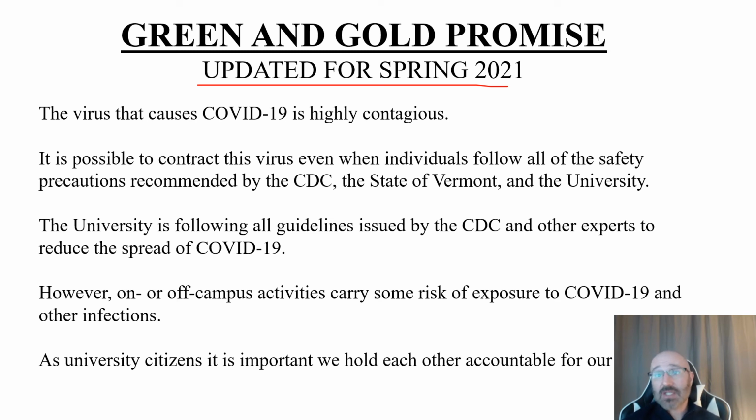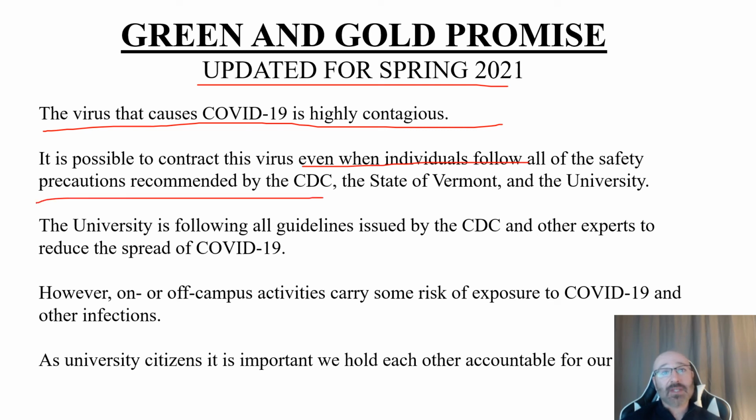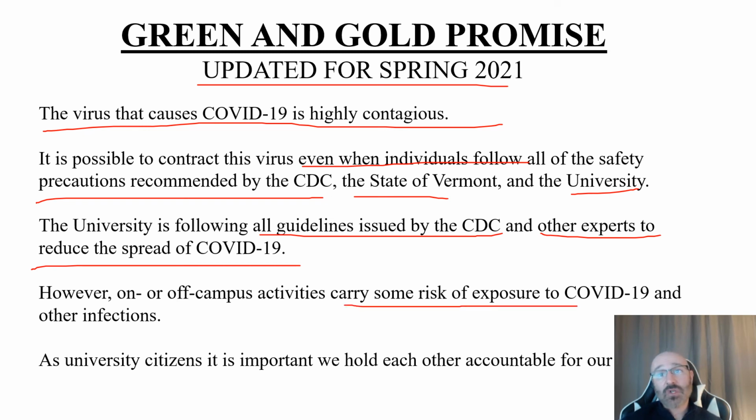So some things have changed if you were here last semester and you read through it. The big changes: they've noted that the virus is highly contagious. It's possible to contract the virus even when individuals follow all the safety precautions recommended by the CDC, State of Vermont, and the university. The university is following all guidelines issued by the CDC and other experts to reduce the spread of COVID-19. However, we do note that on and off campus activities carry some risk, and in some cases high risk of exposure to COVID-19 and other infections.